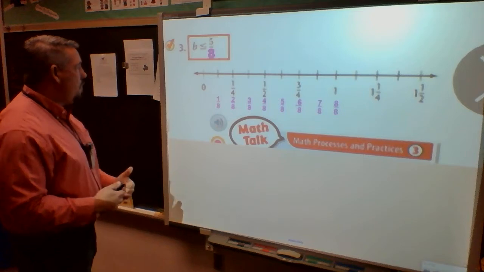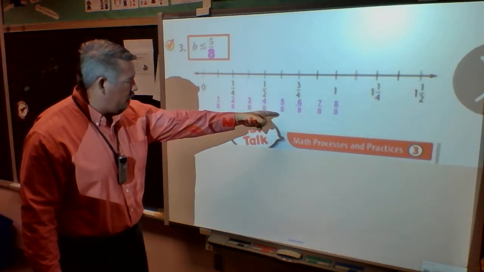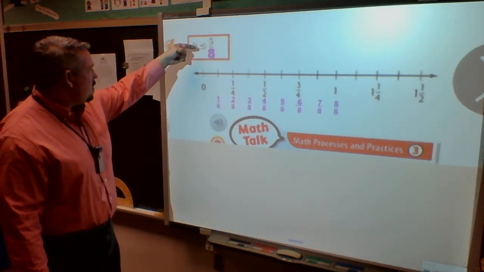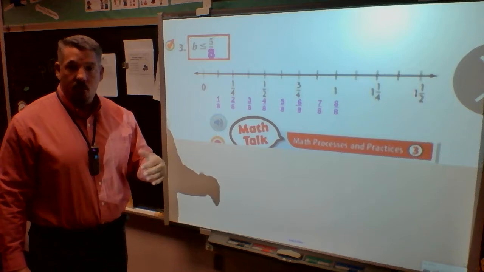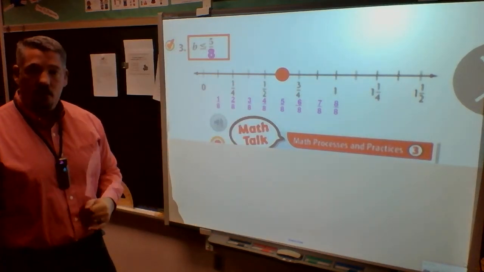Those would match up. So what I'm looking for then is my 5/8 here. But what type of circle do I put there? Well, it says it's going to be less than or equal to. Since it's equal to, I know I have to put a solid circle. I have to put a solid point because it could include that.